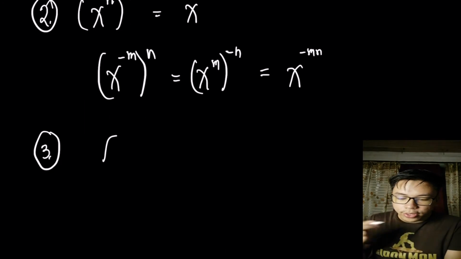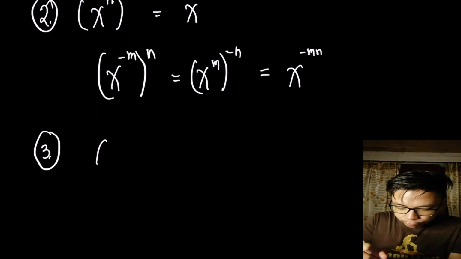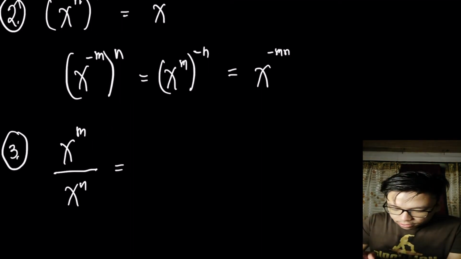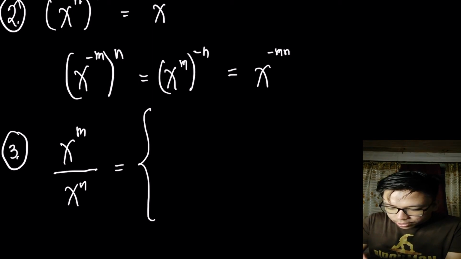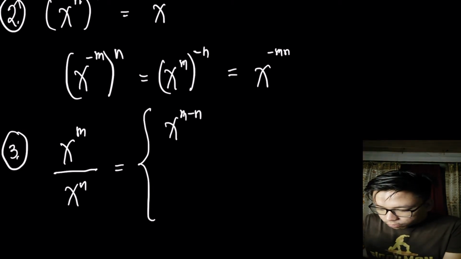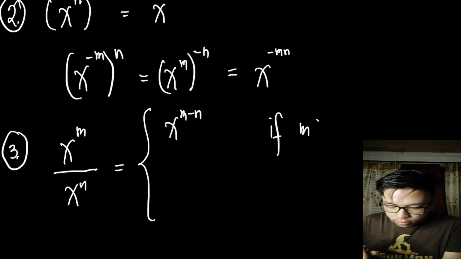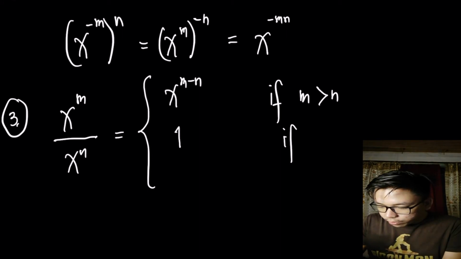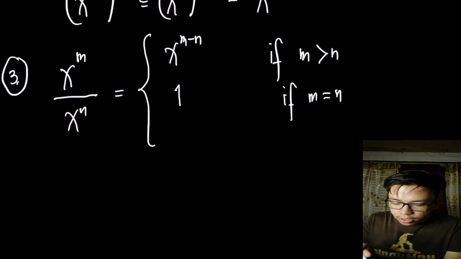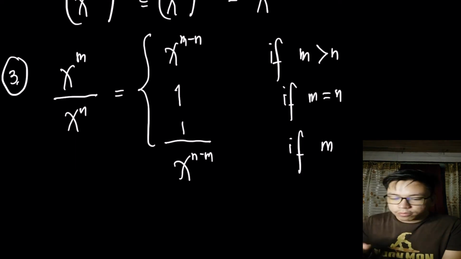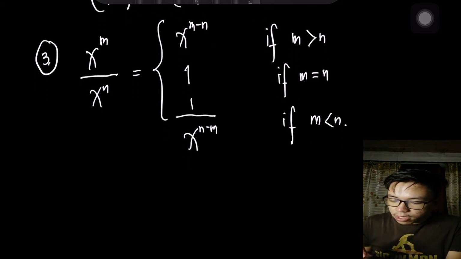Okay. Another is if you have this one, these have different cases. You can have x to the m over x to the n, that means you're actually subtracting them, m minus n, if m is greater than n. Okay. This is actually 1 if m equals n. And finally, this is equal to 1 over x to the n minus m if m is less than n. Okay. So I'm gonna show an example for this.